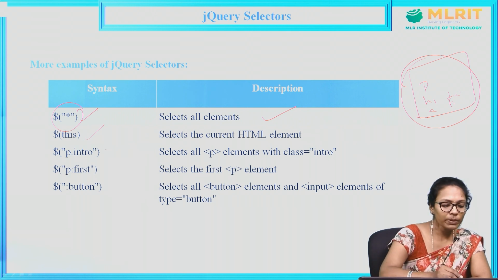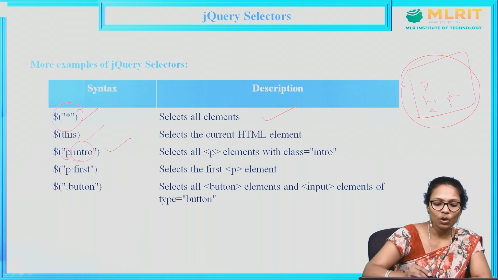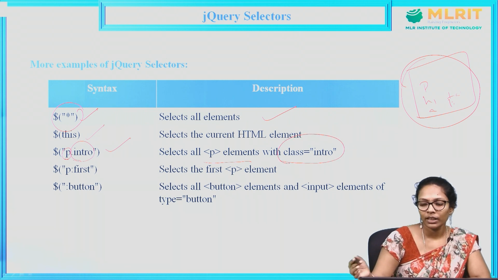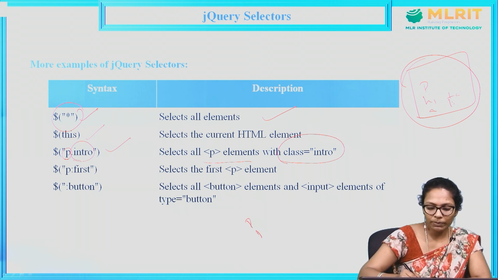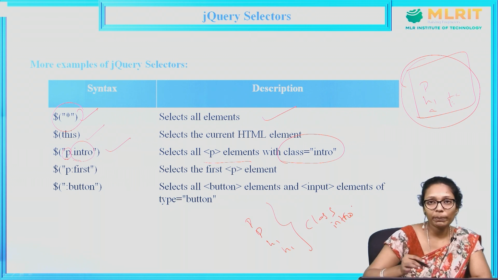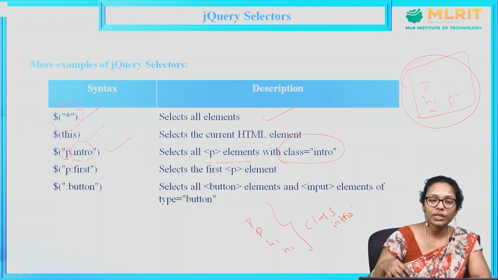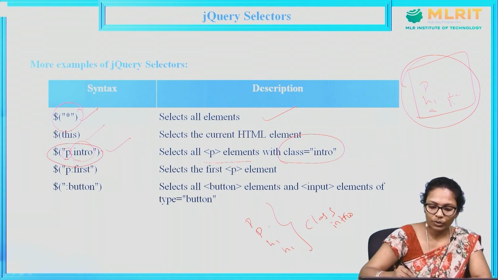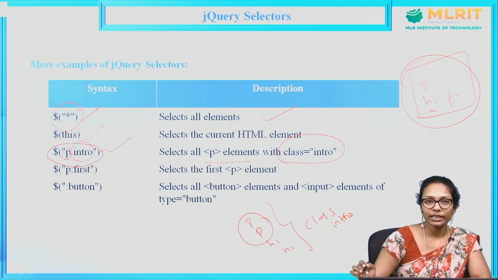And next is p.intro. So what is the element you're using? P, but the class name is intro. So all the p elements with the class name intro will be selected. For example, I have 2 p elements, I have 2 h1 elements. For all these things, the class name is common, that is intro. But I want to apply the logic only for the p elements with the class name intro, then in that case, I can choose this. So here only the first 2 paragraphs will be considered.